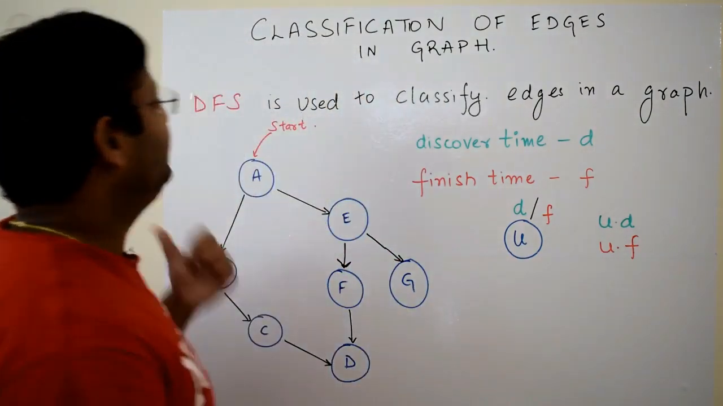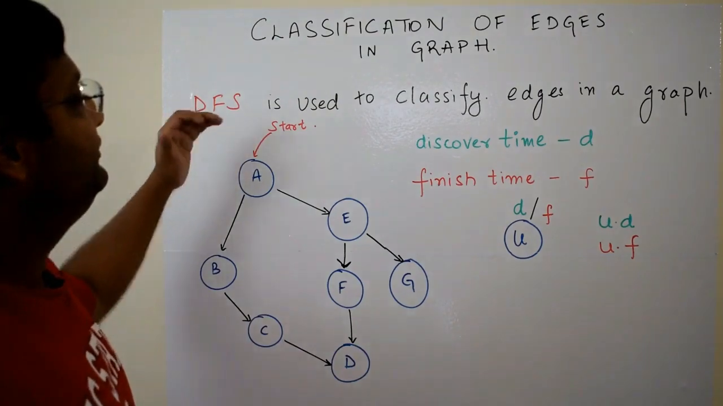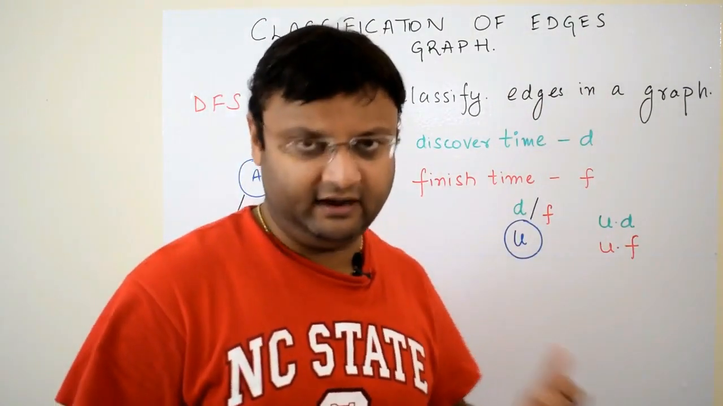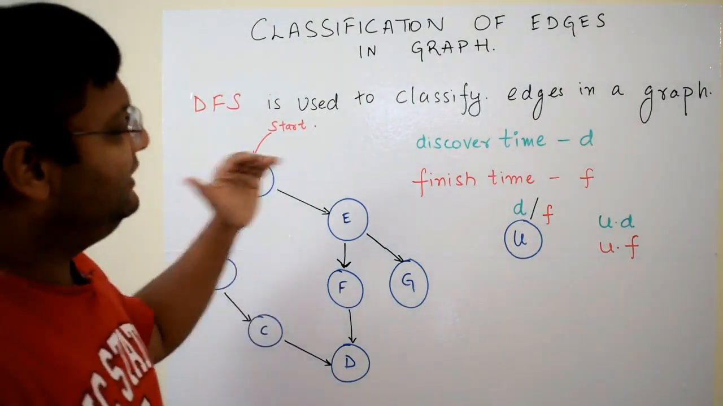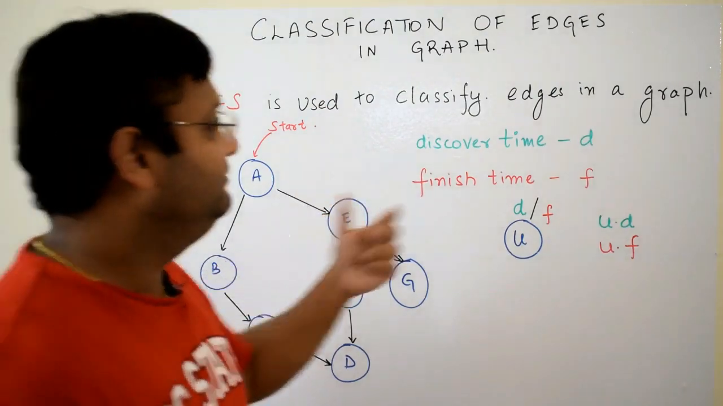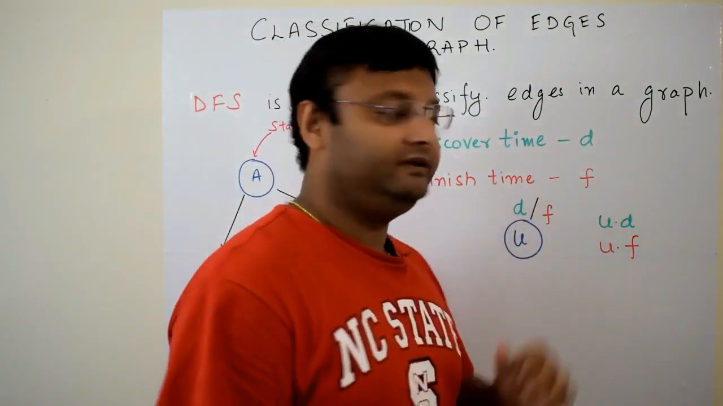Now as we can see, one of the important applications of depth first search is to classify the type of edges in a graph, right? So now the nomenclature which I have taken, the discover time and the finish time: the discover time is represented by D and the finish time is represented by F.